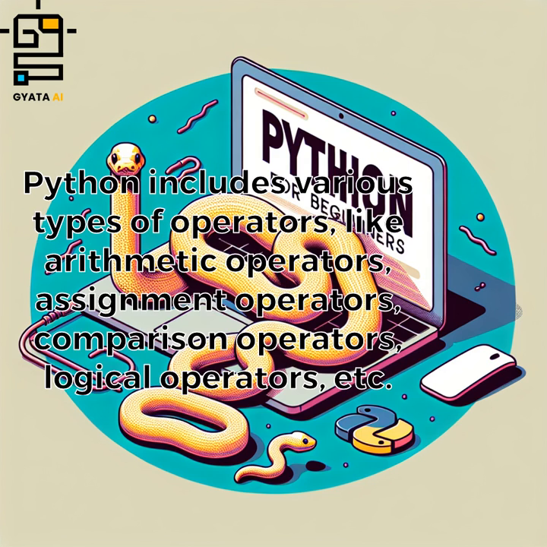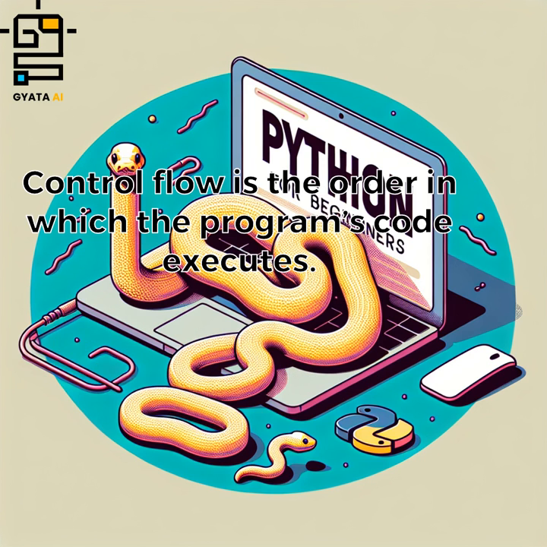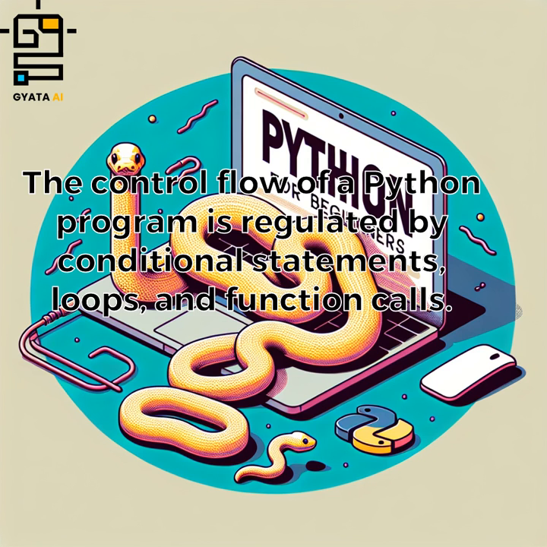Python operators. Python includes various types of operators, like arithmetic operators, assignment operators, comparison operators, logical operators, etc. Python control flow. Control flow is the order in which the program's code executes. The control flow of a Python program is regulated by conditional statements, loops, and function calls.